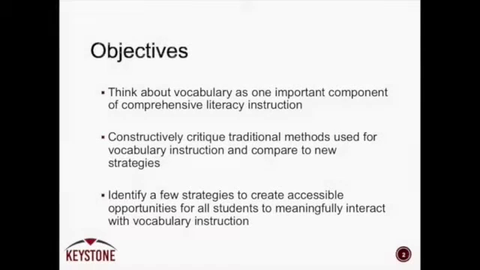The objectives for today's mini workshop are to think about vocabulary as one important component of comprehensive literacy instruction. We're also going to constructively critique traditional methods used for vocabulary instruction and compare to new strategies. Finally, we'll identify a few strategies to create accessible opportunities for all students to meaningfully interact with vocabulary instruction.